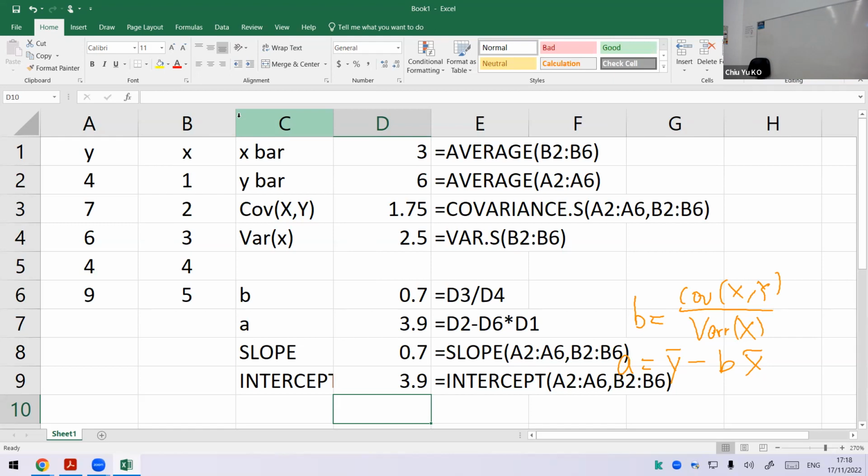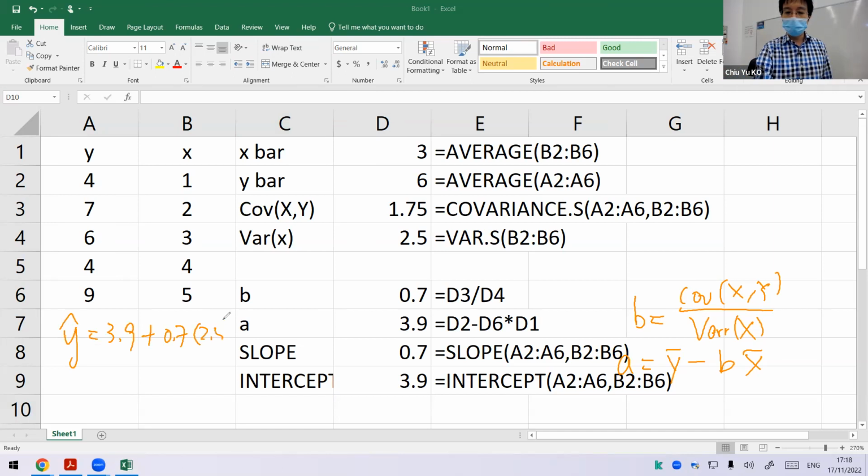Because if this is data, maybe X is advertising expense, Y is the sales, right? And the boss asks you, what happens if we spend 2.5 million on the advertising expense? Then what would be the sales? Then you would just do 3.9 plus 0.7 times 2.5, right? If the boss asks you, if I spend $2.5 million, what's the sales? Then this is the result.